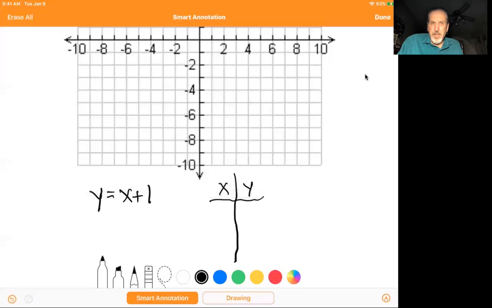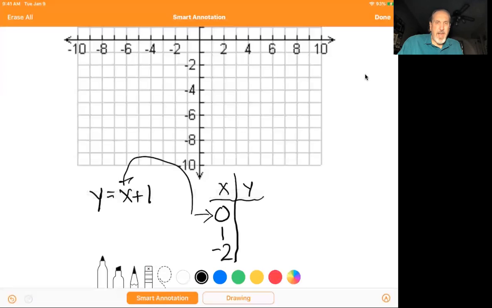I wouldn't get ridiculous. I wouldn't pick really, really large values, but I might consider picking 0 whenever I can. 0 is helpful. Maybe 1 and -2. I'm just picking those at random. And what I'm going to do is take each of these values, plug them into the equation for x, and find the corresponding y value.